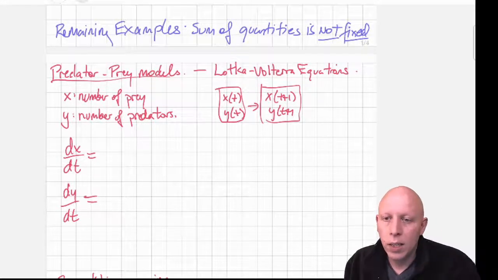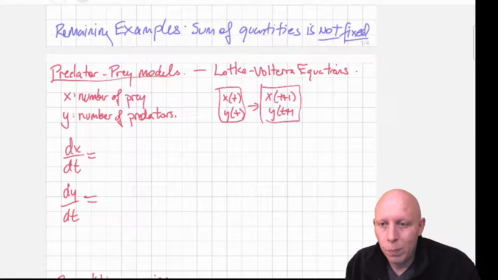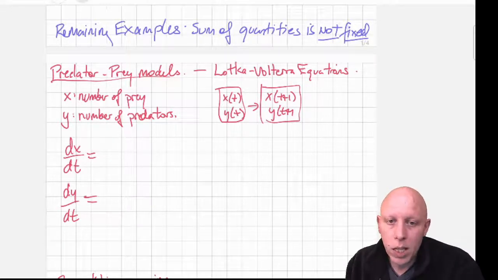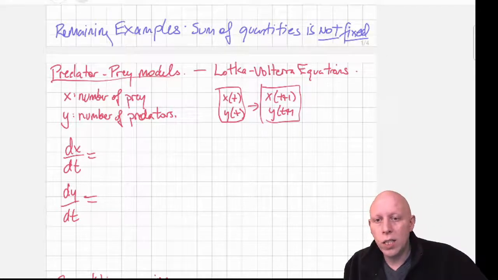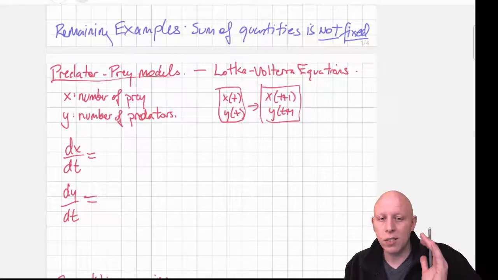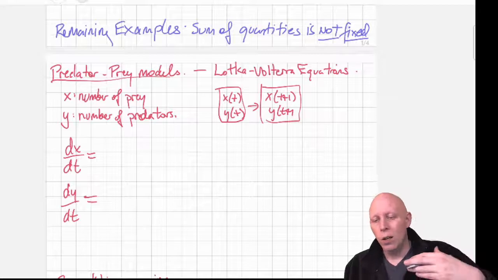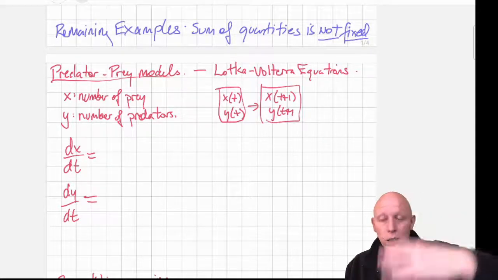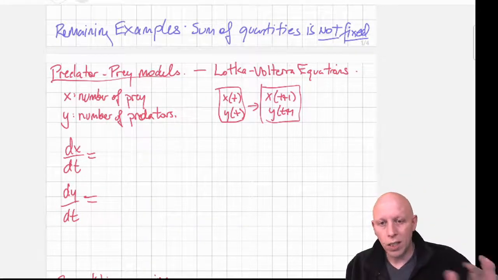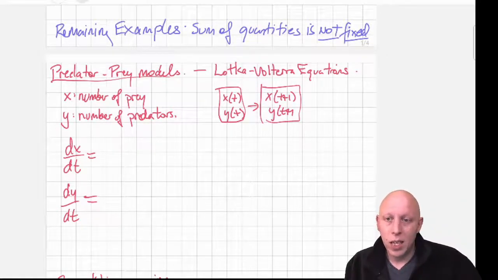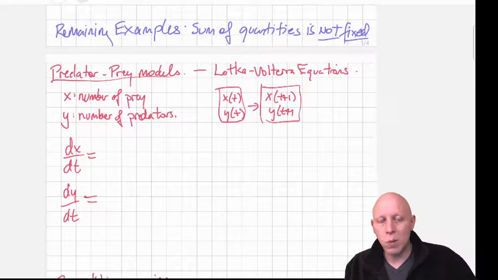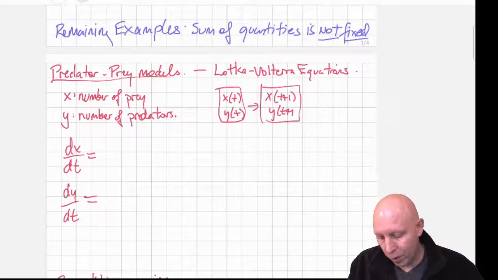Hi, welcome back. I'm going to now give you a couple more differential equation models. But something to keep in mind is that for these examples, the sum of the quantities is not a fixed value. So in the SIR model and in the product adoption model, we were talking about percentages of the population in each of the boxes. In this case, we're not necessarily talking about percentages, we're talking about quantities that are varying over time.